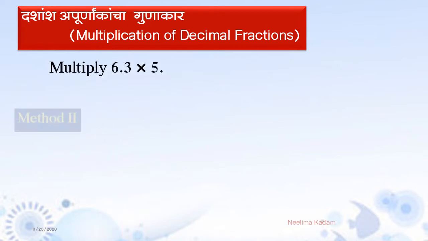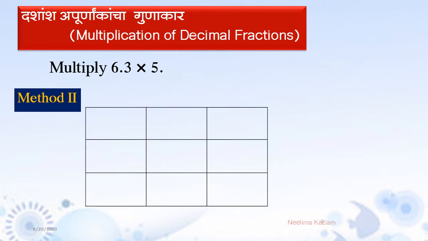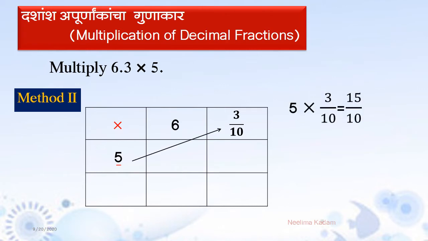Method number 2. Now in this method, we are using a table. Now 6.3 means 6 and 3 by 10. 0.3 means 3 upon 10. So I have written 6 over here and 3 by 10 over here, into 5. 5 I am writing in this column. Now first I have to multiply 5 to 3 by 10. So 5 into 3 by 10.